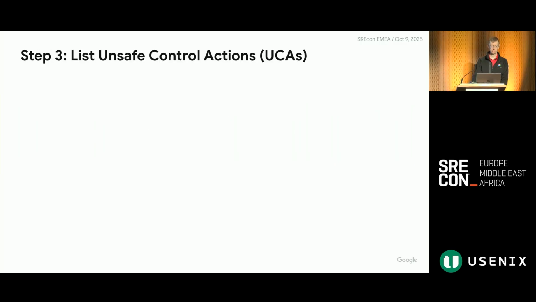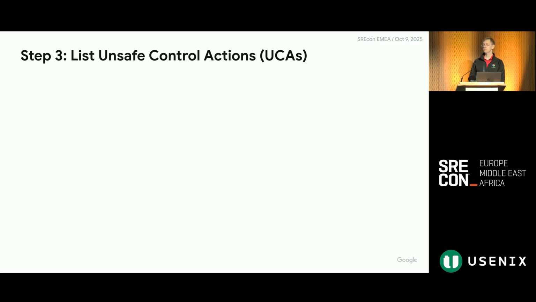So on to step 3. We've scoped our analysis, we've defined losses and hazards, and we've modeled the system. In the next 2 steps, we're going to use this model to reason about all the ways that unsafe system behavior, both from humans and from complex software interactions, might lead to losses.